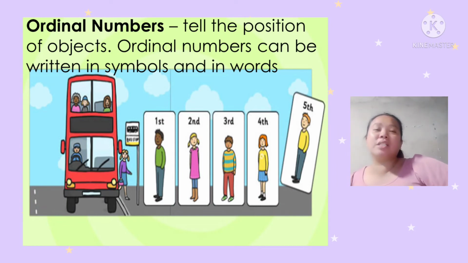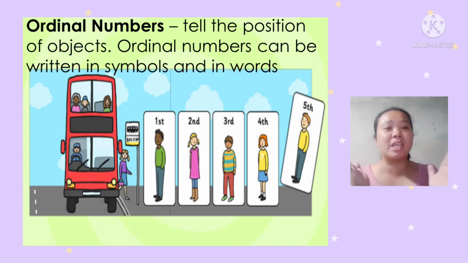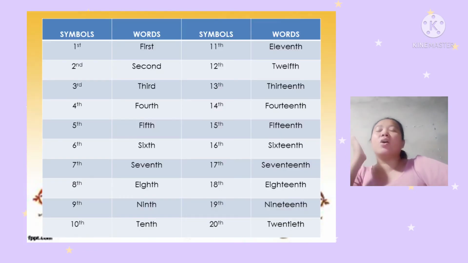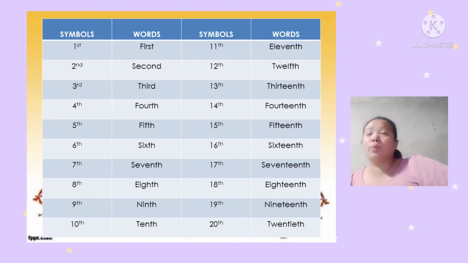Okay? What is the meaning of ordinal numbers? Can you please read it for Teacher Bell? Ready? Go! Very good. Ordinal numbers tell the position of objects. Ordinal numbers can be written in symbols and in words like what you did in your project. So these are our ordinal numbers in symbols and in words. So let's read first, second, third, fourth, fifth, sixth, seventh, eighth, ninth, 10th, 11th, 12th, 13th, 14th, 15th, 16th, 17th, 18th, 19th, and 20th. Okay?